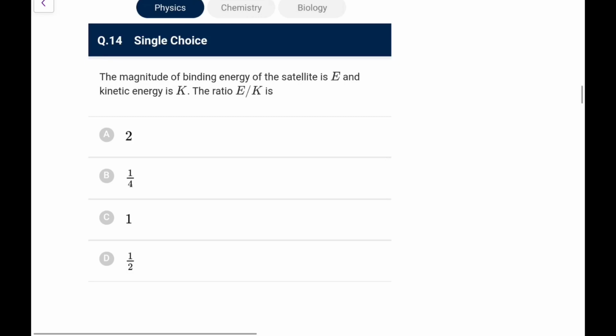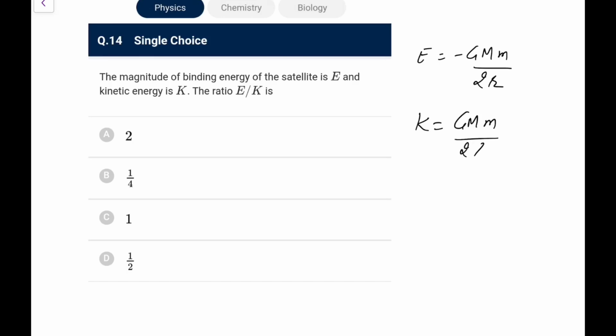The magnitude of binding energy of a satellite is E and kinetic energy is K E. So what we can say, the binding energy is minus GMm by 2r, you know, and kinetic energy is equal to plus GMm by 2r. So ratio of the magnitude is going to be 1, magnitude we are taking, that is 1.